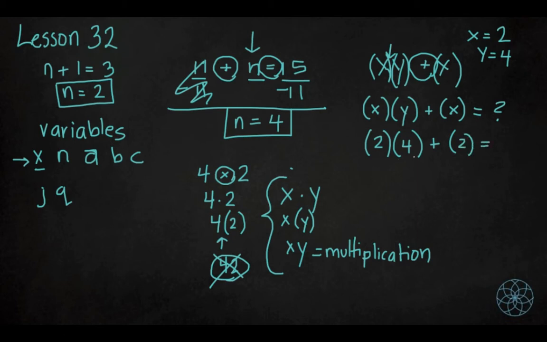Now, do we multiply first or do we add? Well, as you hopefully remember in our order of operations lesson, we need to multiply first. So 2 times 4 is 8. And we can go ahead and drop the parentheses now, because they kind of served their purpose. And now we can just copy down what we have remaining. 8 plus 2 equals 10. So 10 would be the value of that expression if x was equal to 2 and y was equal to 4.